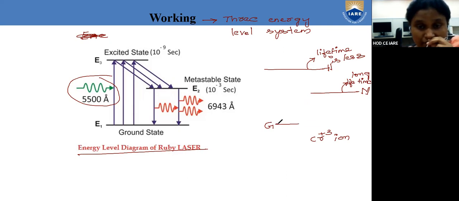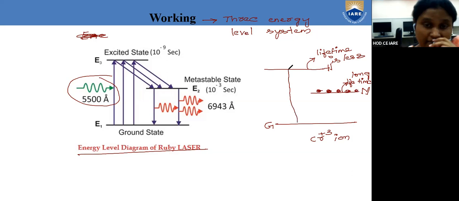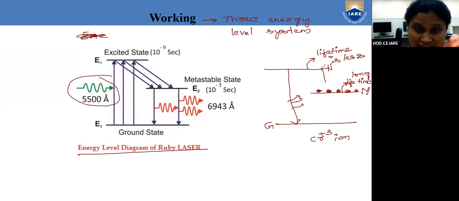Okay, so after the pumping process, we'll have a lot of chromium ions in metastable state. Now, we said that chromium ions may get de-excited from higher state to ground state. This is spontaneous emission. During spontaneous emission photons are emitted. So we are able to get some photons because of spontaneous emission from higher state to ground state. So this transition will give us some photons. Whereas the transition from higher state to metastable state is taken as non-radiative.